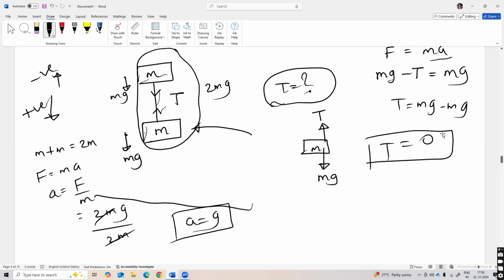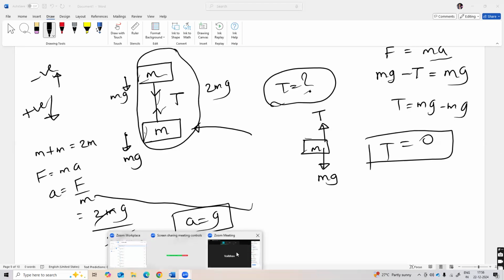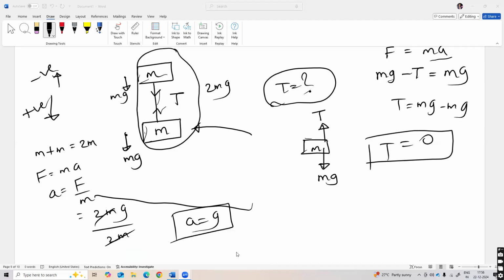Okay. So once you get a equal to g, then we consider a separate free body diagram for each mass, right? So this is how we consider the free body diagram for this lower mass, or you can consider it for the upper mass also. So tension is acting in the upward direction, weight is acting in the downward direction. So net force is mg minus T equal to mass into acceleration, where acceleration is equal to acceleration due to gravity, and it will become 0. Okay, fine.